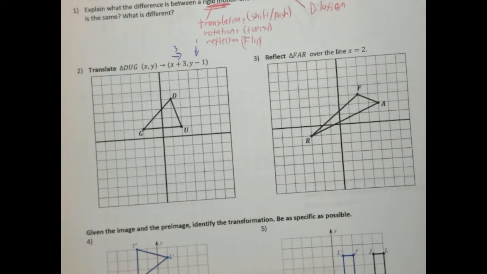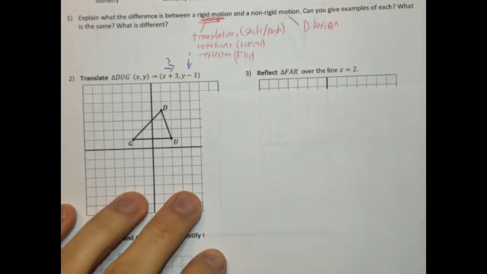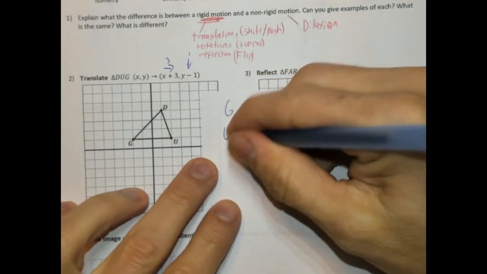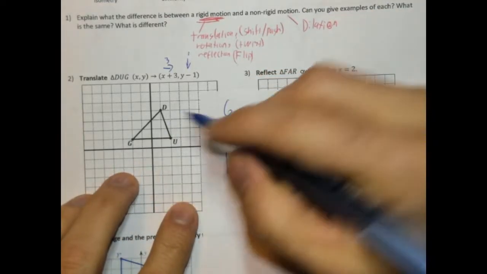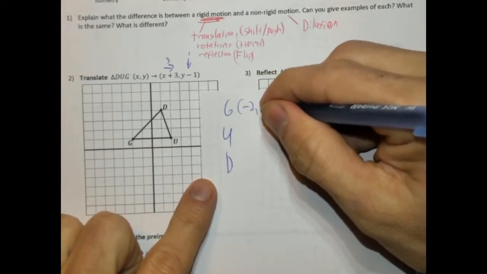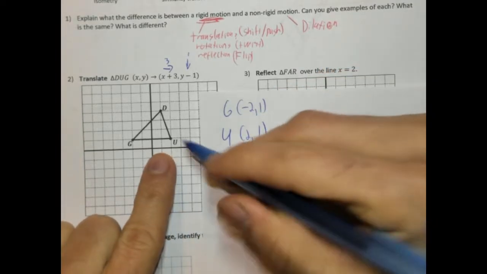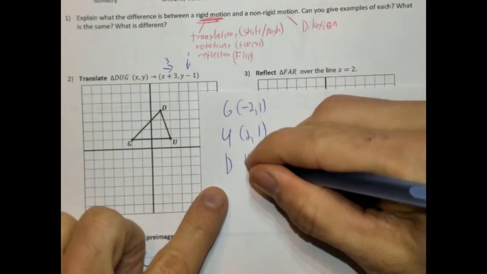We'll do both. Let me go ahead and find a piece of paper I can write on here. So let's go ahead and we'll do the coordinates here. So G, U, and D. G is going to be -2, 1, assuming these are all scale of 1. U is going to be 2, 1. And D is going to be 1, 4.